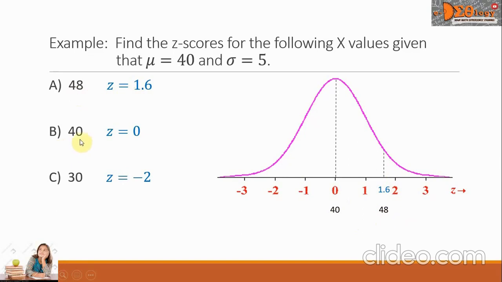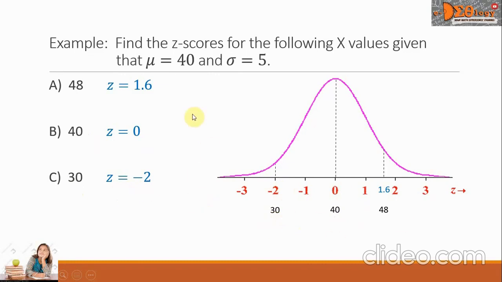Letter B is 40. So the z equals 0. So the x value 40 is the same value as the mean. So the z equals 0. Next, letter C, z equals -2. -2 is here. So that is where the value 30 lies.